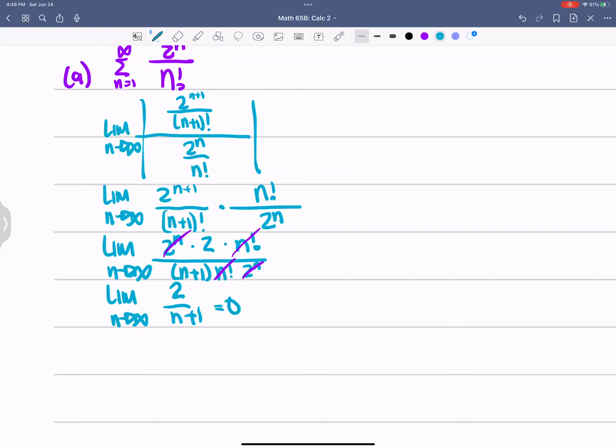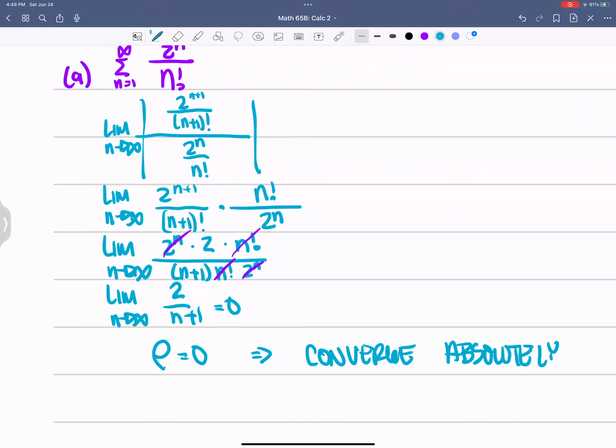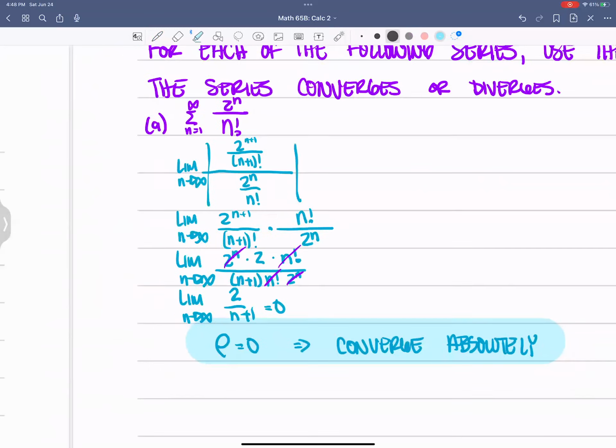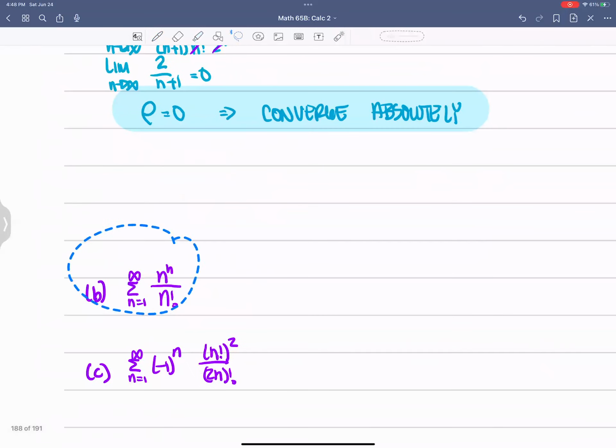So now what does 0 mean? 0 less than or equal to rho less than 1 converges absolutely. So since rho is equal to 0, this implies that we converge absolutely. So we have that. Let's move on to the next one.